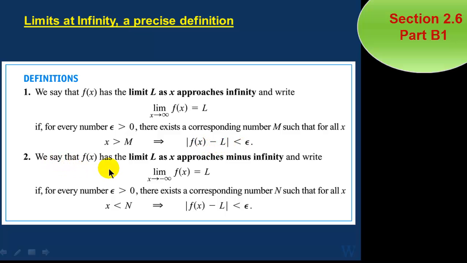In the same way, the limit of f of x as x approaches negative infinity is equal to L if for every number epsilon greater than 0 there exists a corresponding number N such that for all x to the left of N, for all x less than N, it implies that the absolute value of f of x minus L is less than epsilon.